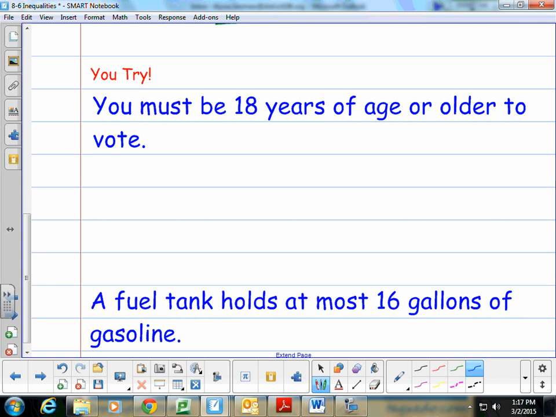You must be 18 years of age or older, so 18 or more, to vote. So your age has to be greater than or equal to the age of 18.